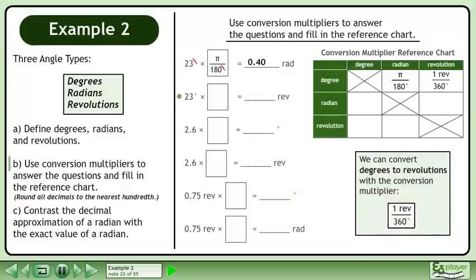Now we'll move on to the next conversion. We can convert degrees to revolutions with a conversion multiplier 1 revolution over 360 degrees. Multiply 23 degrees by the conversion multiplier. Use your calculator to get the numerical value 0.06. Degrees cancel, leaving units of revolutions.